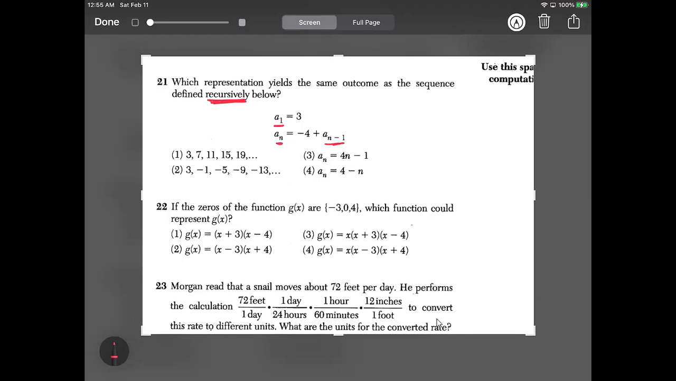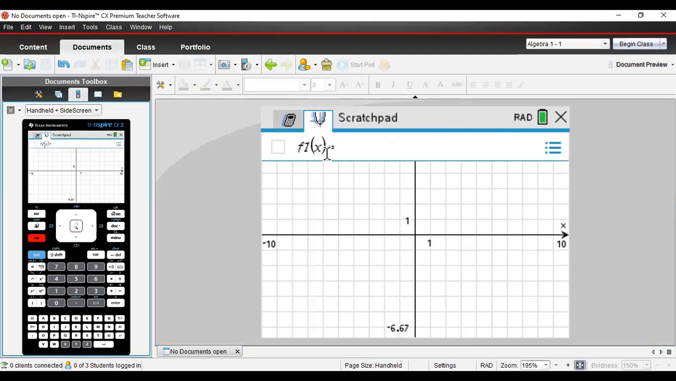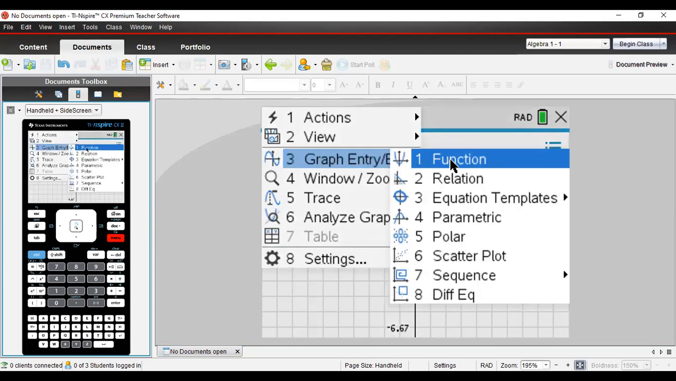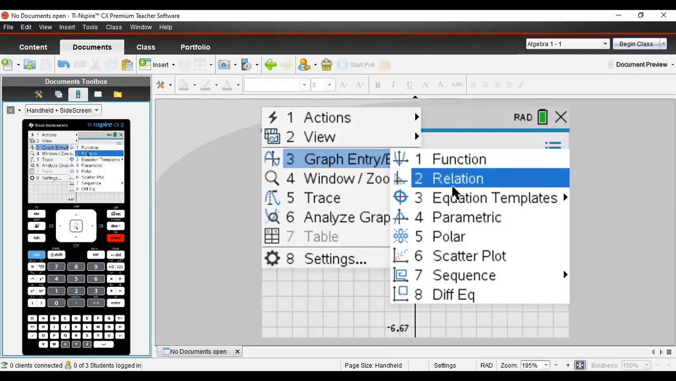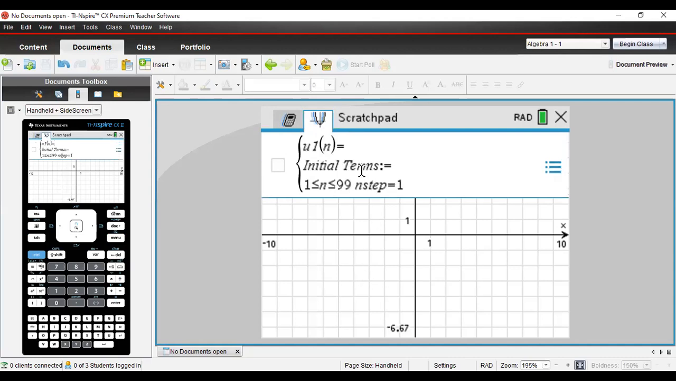So very first thing you're going to do, let me get to the calculator, is you're going to go to the graph. Now, if you press tab, it's in the function mode. We have to get it from the function mode into the sequence mode. And the way that you do that is you go to menu, you go to option 3, and right now that's function, 2 is relation, but the one that we want is down here, the sequence. So you go 7 and then you press sequence, and you're going to get something like this. This tells you that you're in the recursive sequence mode.